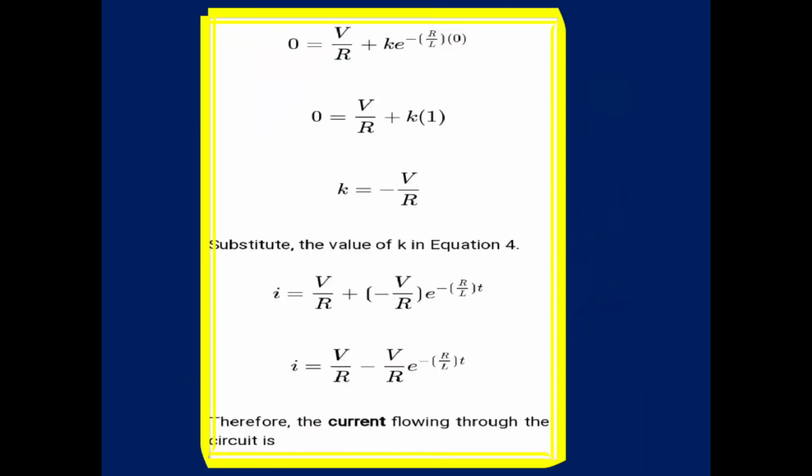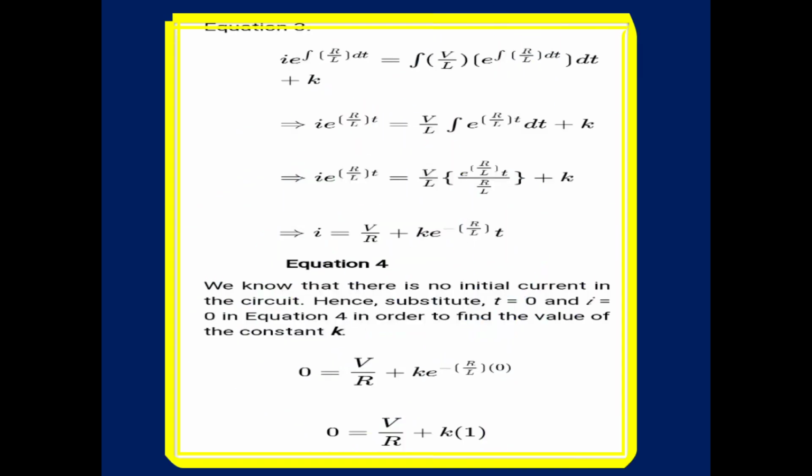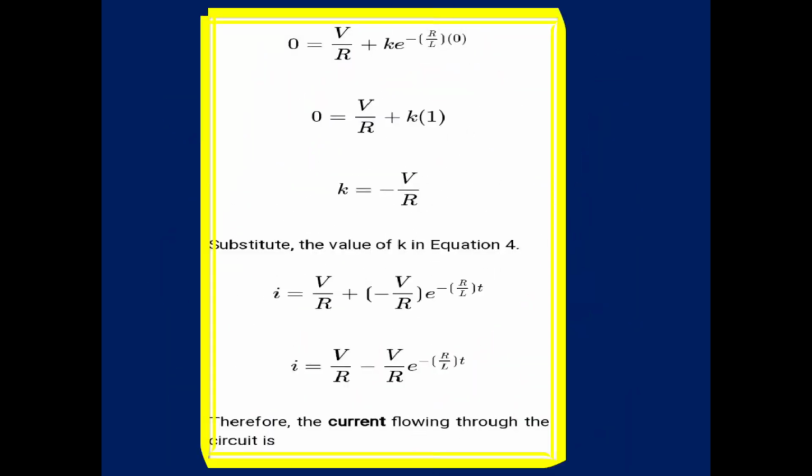Okay, so at that time we are taking I equal to 0 and t equal to 0, e power 0 will be 1. So we are getting this equation: 0 will be equal to V by R plus K. So from that, K will be equal to minus V by R. Okay, we are obtaining the value of K. Now substitute the value of K in equation 4. That is I equal to V by R plus minus V by R into e power minus R by L into t.